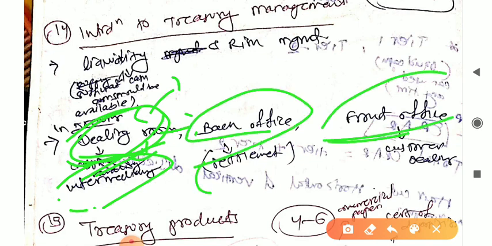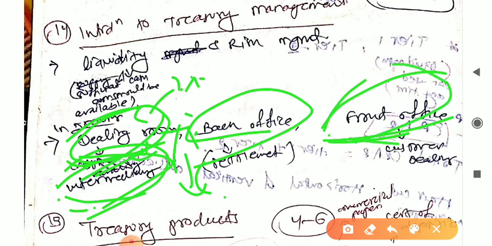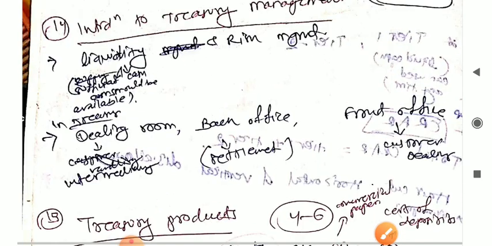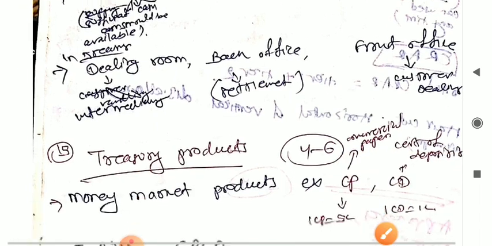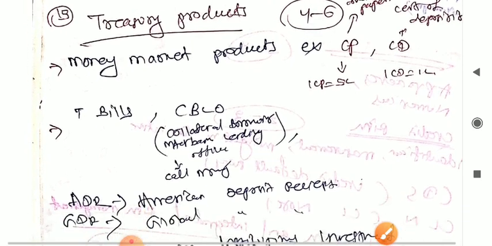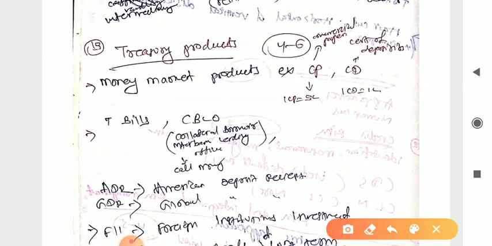First there is the front office. They will be the intermediary between the forex customer and the system, and whoever deals directly with the customer will be the front office. The dealing room acts as an intermediary. The customer dealing is done by the front office. So these are the things you can cover from module C, chapter 14.